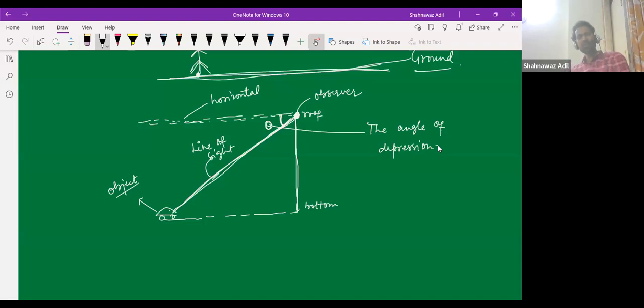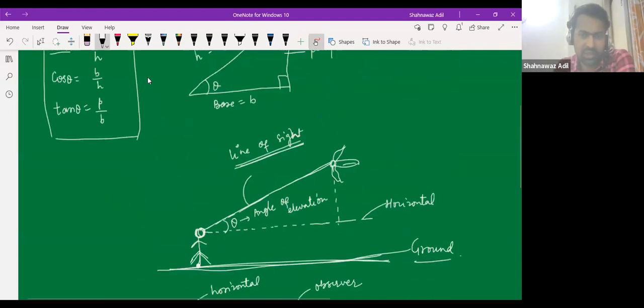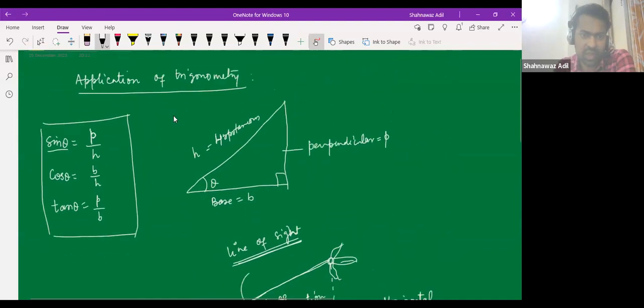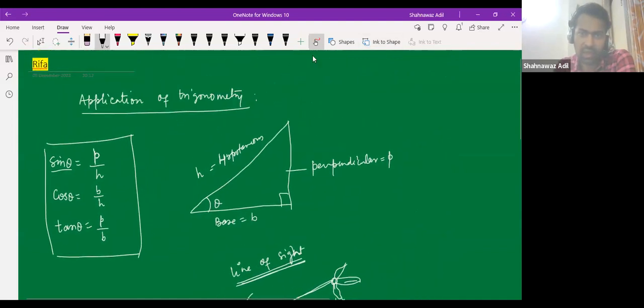So only these are the crucial points to remember in the application. The whole chapter revolves around the angle of elevation, angle of depression, line of sight, and the trigonometric ratios. So we have to remember only these. Please note down these things, and then we will do the questions.